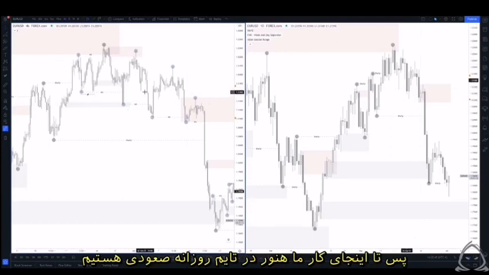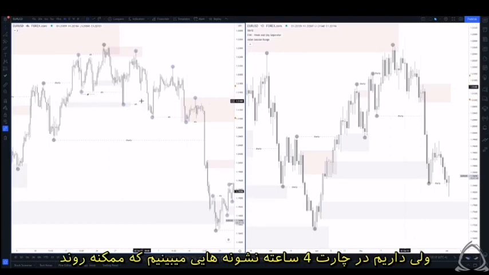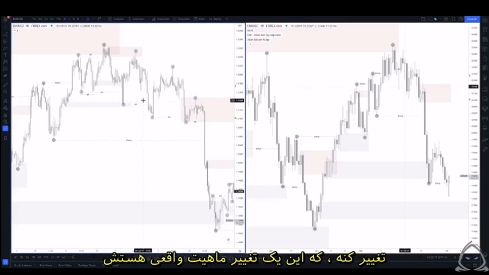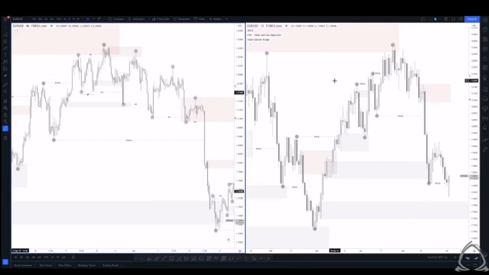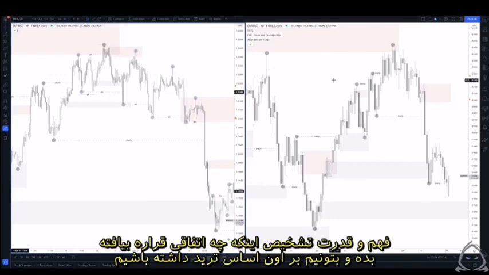So up until this point, we are still bullish on the daily, but what we're starting to see is on the 4-hour, we're starting to get indications that the trend may be switching, that this is a true change of character. We're going to start to see that change of character on a lower time frame before we see it on a higher time frame, and that's going to give us a better understanding and identification of what is to come, and we can build trade ideas on that.